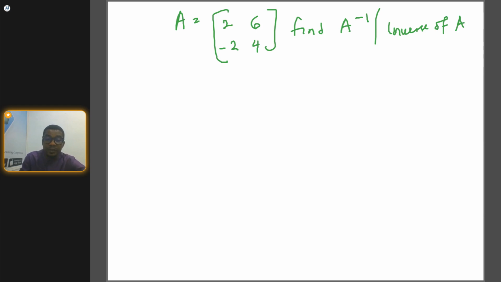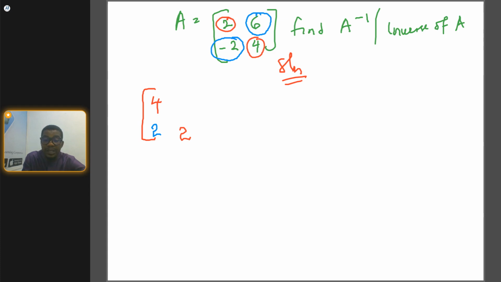Now let's solve this together. Step 1 is to swap these numbers. If I swap it, I'm going to have 4 here, I'm going to have 2 here. Step 2 is to change the sign of this number, which is minus 2, and change the sign of 6 also. If I change the sign of minus 2, it will change to plus 2. So we have 2 here, and this was plus 6 before. When you change the sign, you have minus 6.